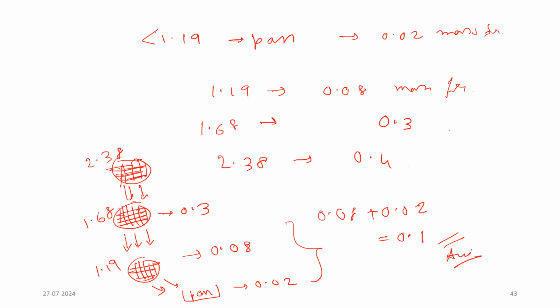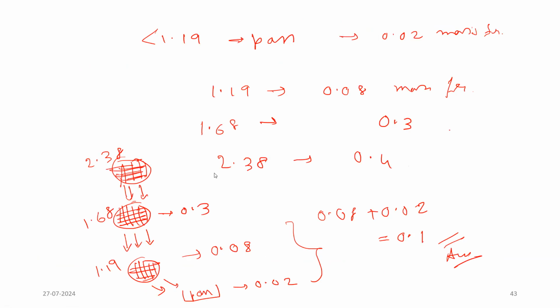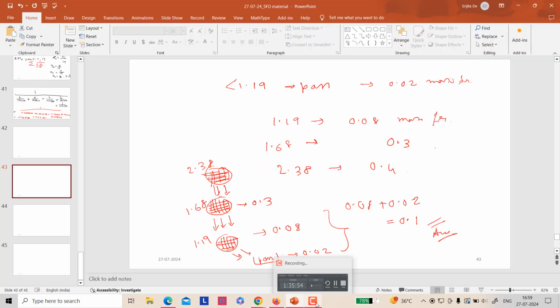If it is asked to calculate the cumulative mass fraction of particle size less than 2.38, then at that time we have to calculate all three: 0.3 plus 0.08 plus 0.02. Okay, so as it is asked here for 1.68, we are calculating 0.1. Okay, this is how it works.